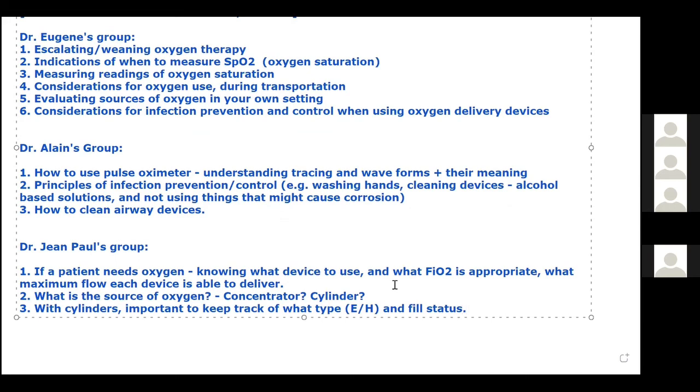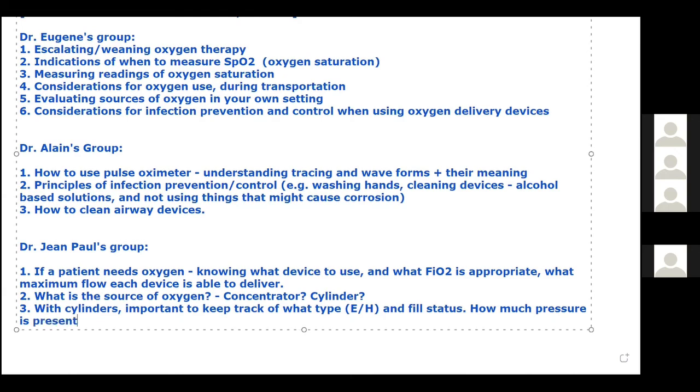Jean-Paul, you are cutting off. How much pressure do I have in the manometers and how much oxygen remains in the cylinder? Jean-Paul, that's all?